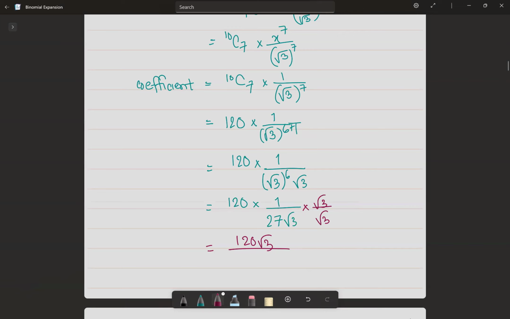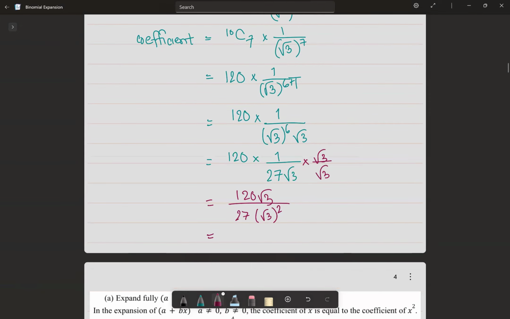So 27 into root 3 squared. And if you simplify this down, you get 120 by 81, because the square and the roots get cancelled out. So you are going to get 27 into 3, which is 81. Now multiply 27 and 3, you get 81.